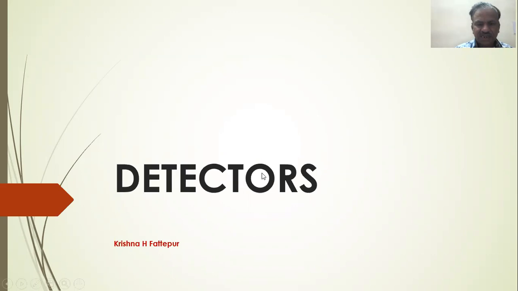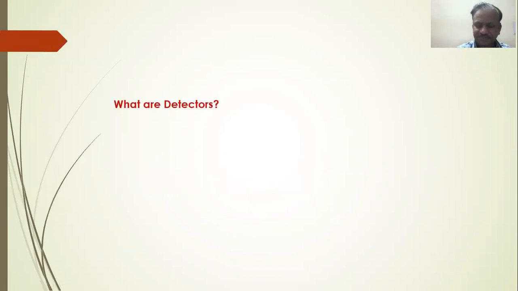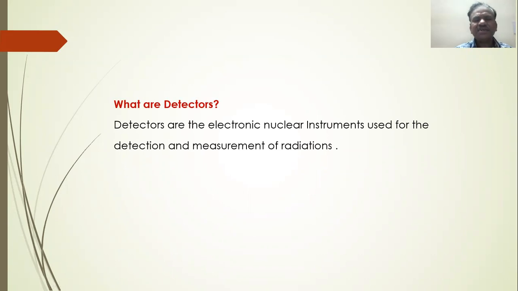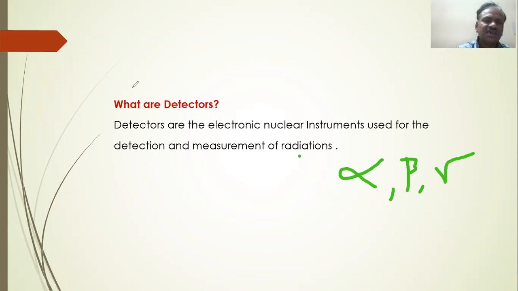First, what are detectors? Detectors are nothing but electronic nuclear instruments. These instruments are used for the measurement of radiations. Radiations may be alpha particles, beta particles, or gamma particles. The energy of these radiations we can measure by using detectors.